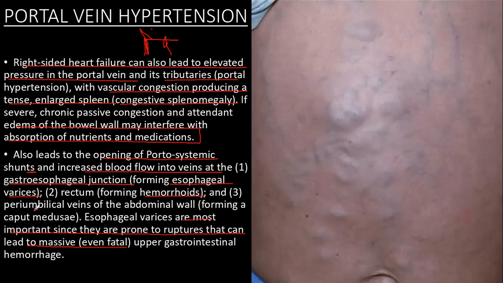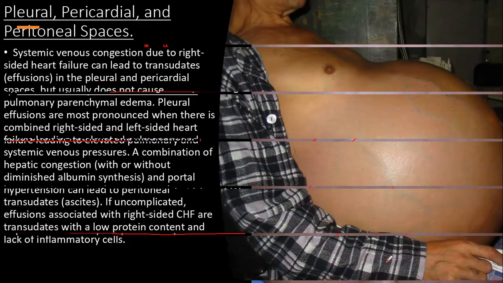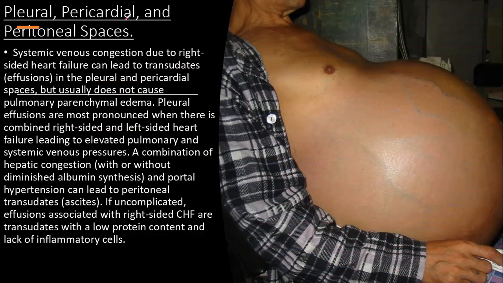Okay, and the periumbilical veins of the abdominal wall will be engorged, forming the caput medusae. These are the periumbilical veins. You can see how well engorged they are. So this is a classic sign of portal vein hypertension. Okay, now what about the pleural, pericardial, and peritoneal spaces? Systemic venous congestion due to right-sided heart failure can lead to transudates or effusions in the pleural and pericardial spaces, but usually does not cause pulmonary parenchymal edema.